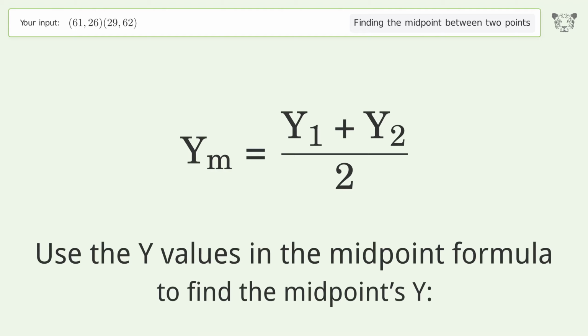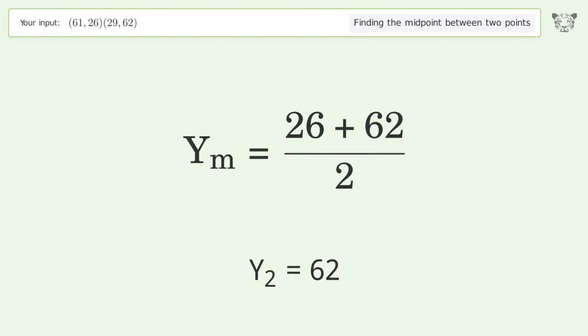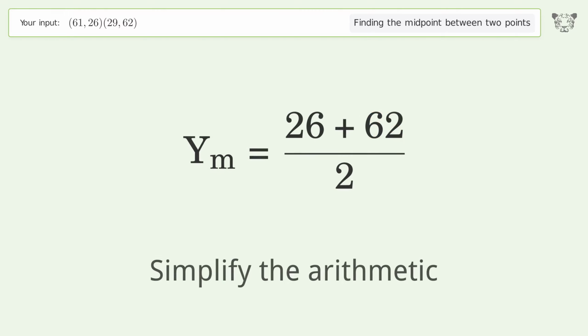Use the y values in the midpoint formula to find the midpoint's y. y1 equals 26. y2 equals 62. Simplify the arithmetic.